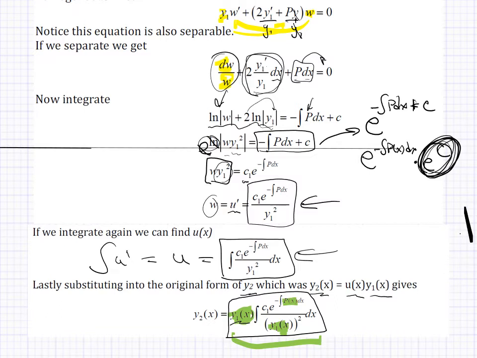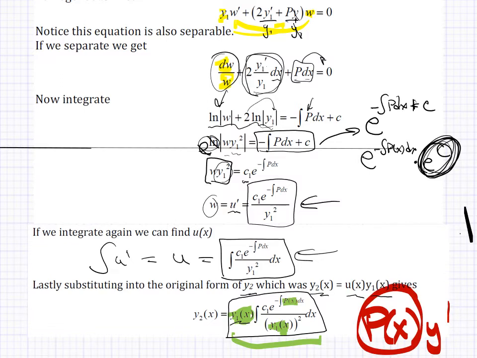And where does p of x come from? It comes from the original differential equation, put in standard form, and looking at the function that's in front of the y prime. That's your p of x. We didn't say p of x had to be a specific kind of function. All we said is that p of x has to be continuous. But p of x is that function in front of the y prime in the original differential equation when we put it in standard form. And when we do that, we can find this second solution.